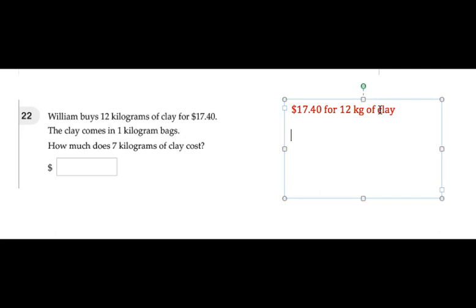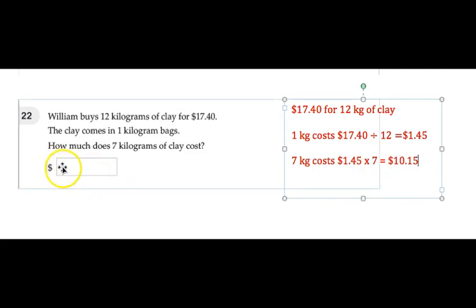Now the clay comes in 1 kilo bags, so we need to work out the price of 1 bag of clay. 1 kilogram of clay costs $17.40 divided by 12, which is $1.45. So each bag costs $1.45. Therefore 7 kilograms of clay will cost $1.45 times 7, which is $10.15. Okay, just noting, when you put your answer in, you only need to put 10.15 because the dollar sign is already there.